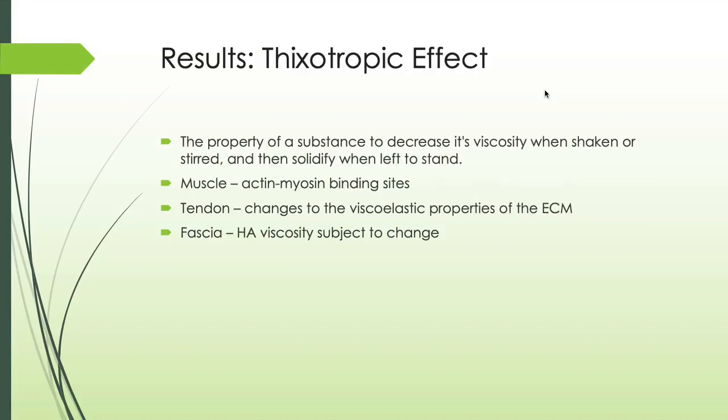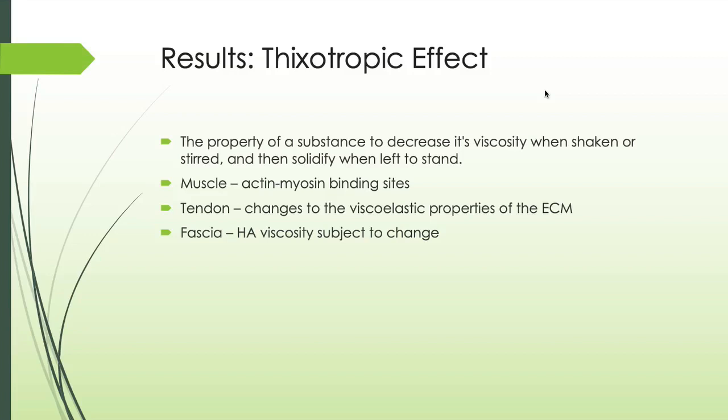Now, the thixotropic effect. If you had never heard of this before, neither had I. So basically, it is the property of a substance to decrease its viscosity when shaken or stirred, and then solidify when left to stand. Muscle, so they're going to bring this to each of our tissues again. So muscle has been demonstrated to have these properties due to the formation of weak actin-myosin cross bridges in resting muscles. When the muscle is elongated, the actin-myosin overlap decreases with decreasing binding sites, and the greatest number of binding sites is available at an intermediate length of the muscle.